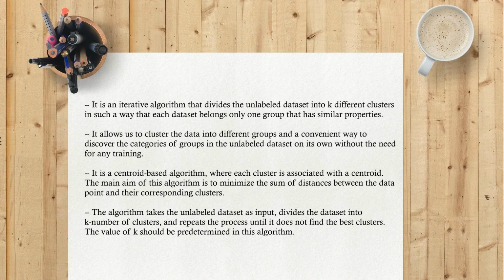It allows us to cluster the data into different groups, and a convenient way to discover the categories of groups in the unlabeled dataset on its own without the need for any training. It is a centroid-based algorithm, where each cluster is associated with a centroid. The main aim of this algorithm is to minimize the sum of distances between the data point and their corresponding clusters. The algorithm takes the unlabeled dataset as input, divides the dataset into K number of clusters, and repeats the process until it does not find the best clusters. The value of K should be predetermined in this algorithm.